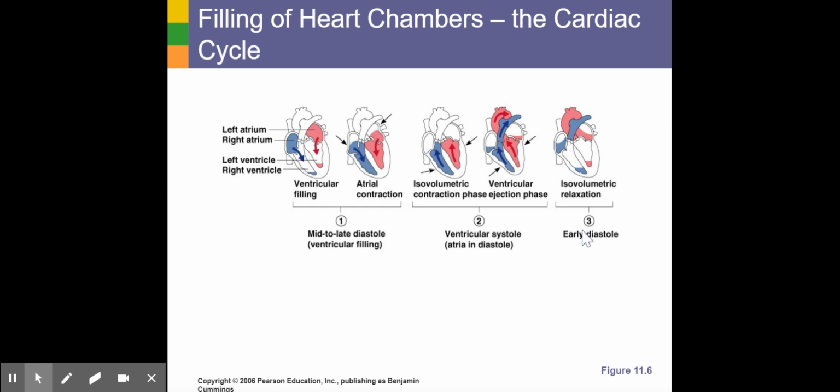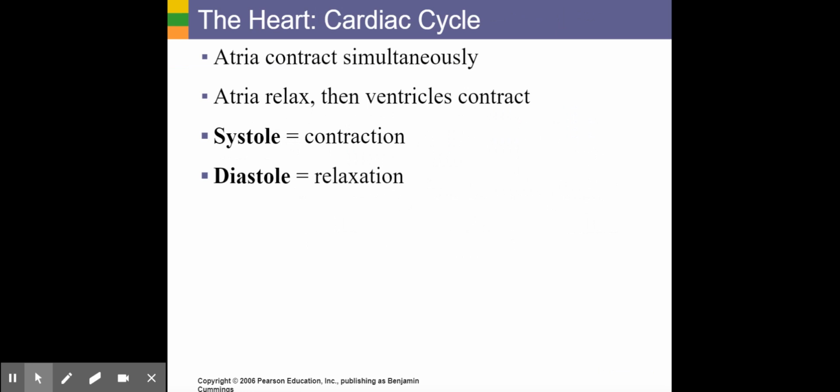Okay, and then you get this last stage, which is early diastole. Again, when everything has started to relax, the ventricles have relaxed, blood is then refilling back into the atriums. The atrioventricular valves are closed at that point, so blood is filling. Whereas in mid to late diastole, those valves are open and then the SLV valves are closed. Okay, so you can see a little bit of that basic portion there.